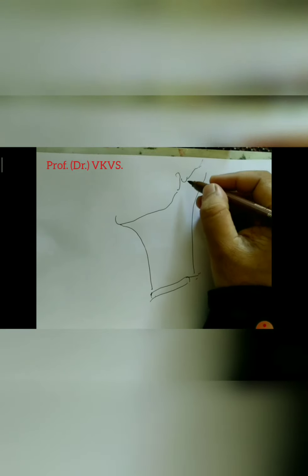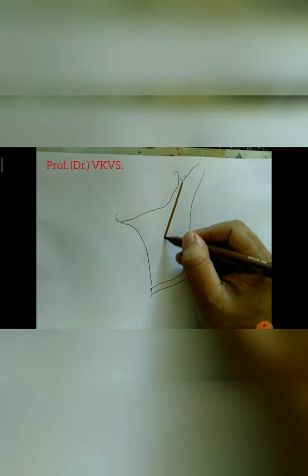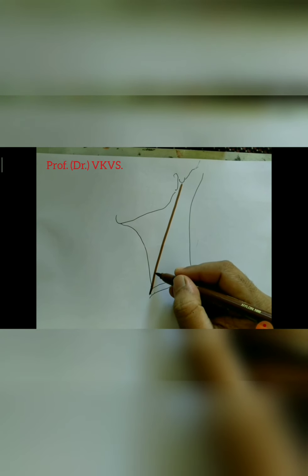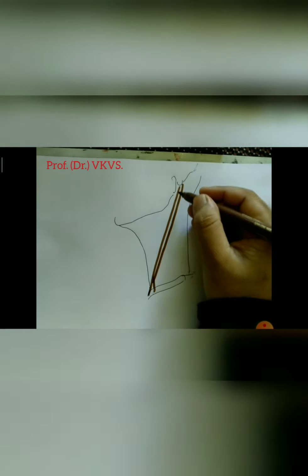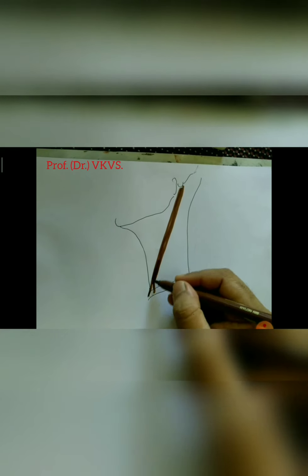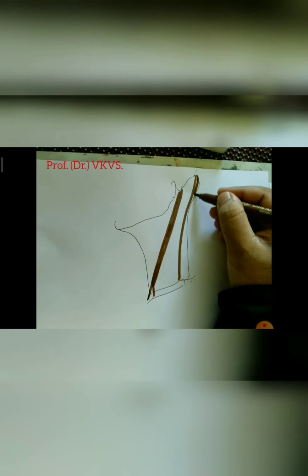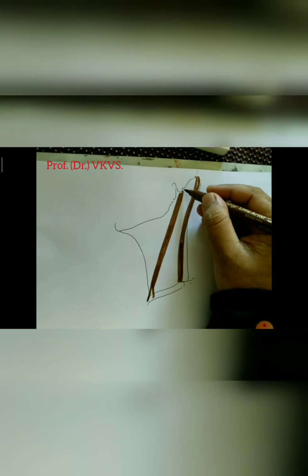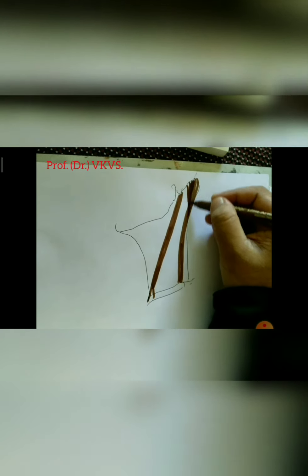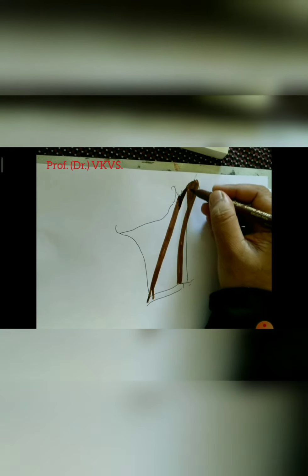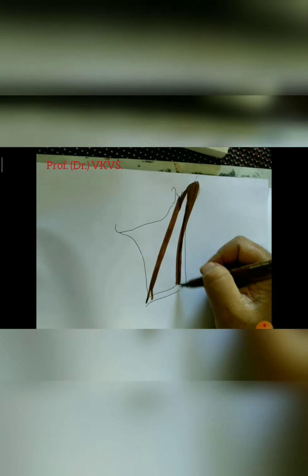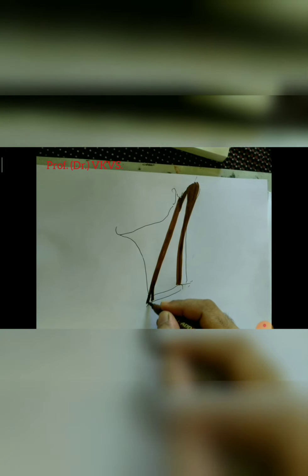We'll take a brown color sketch pen and write sternocleidomastoid muscle with the clavicular edge. Sternocleidomastoid. The trapezius muscle, both are attached to superior nuchal line. Medial part it gives attachment to trapezius, lateral part it gives attachment to sternocleidomastoid muscle.